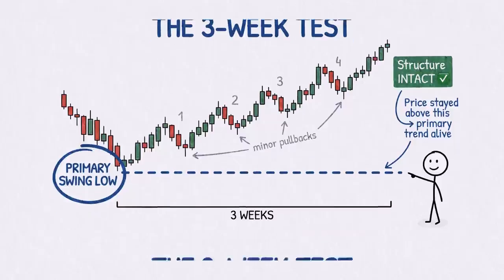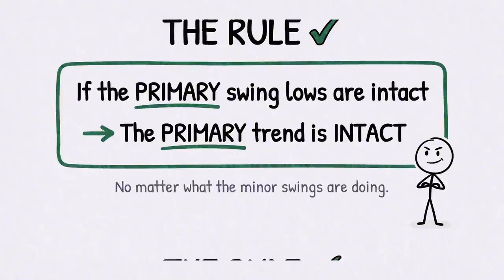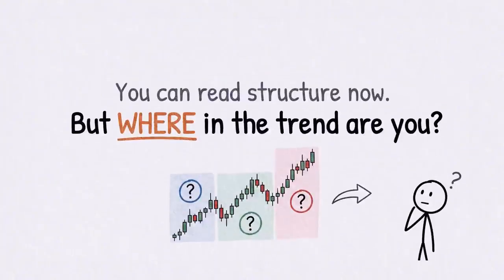along the way. The rule: always identify which swing belongs to which tier. If the primary swing lows are intact, the primary trend is intact, no matter what the minor swings are doing. You can now read structure properly. But here's the next question. Where inside the trend are you right now? Because the answer changes everything about how you should trade.